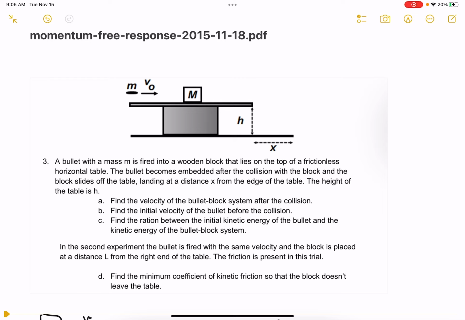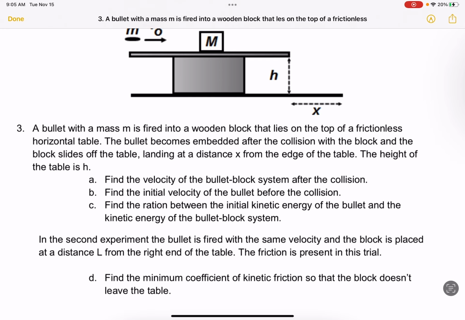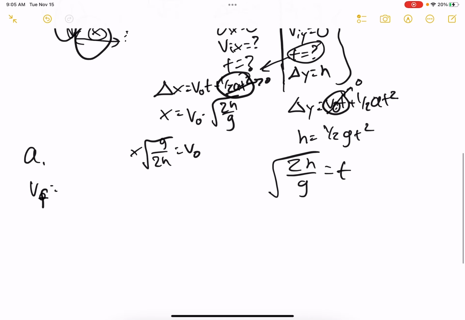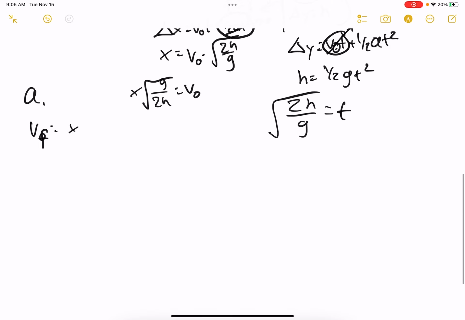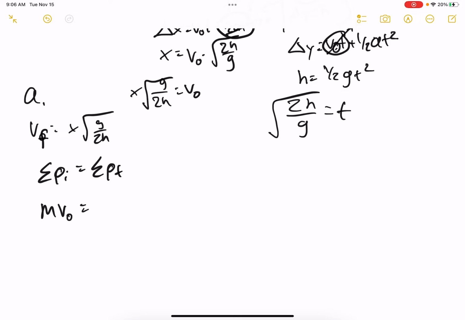And so for part B, this velocity here is now our final velocity. So we have x root g over 2h, and that's my final velocity, and so I want to set up my momentum. The sum of my initial momentum is equal to the sum of my final momentum. How many objects do I have moving before the collision? Well, just the bullet, so m v naught equals, and then at the end I have how many objects moving? 1, but they're now attached, so I'll have m plus M.